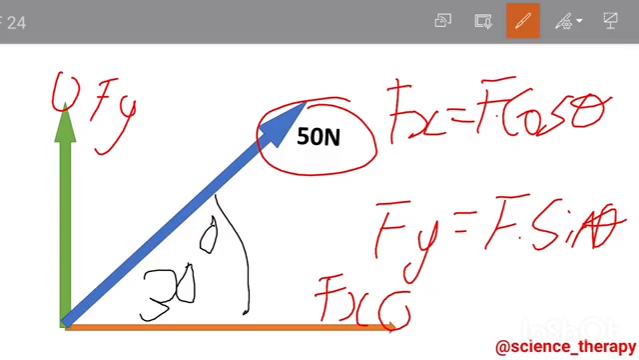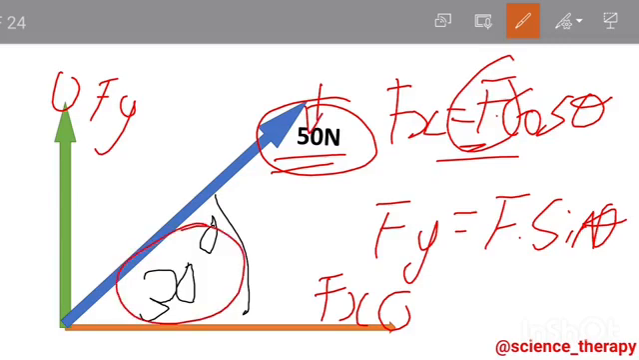Now, what is your F? What is this F for? The F is for the force that you've been provided with here. So your F cos theta, for your F, you put the force that you've been provided with. And for your theta, you put the angle that you've been provided with.